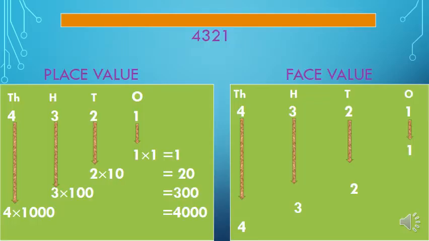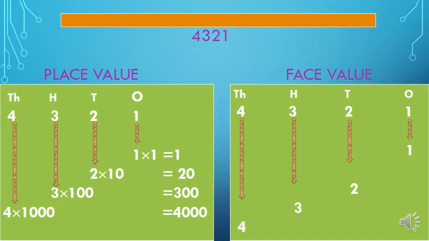Let's take one example, 4321. First we'll go for place value. As you all know, place value means wherever the digit is, on which place, you have to read that place's value. So 4 is on the thousands place, 4 into 1000, 4000. 3 is on the hundreds place, 3 into 100, 300. 2 is on the tens place, 2 into 10, 20. And 1 is on the ones place, it is 1.